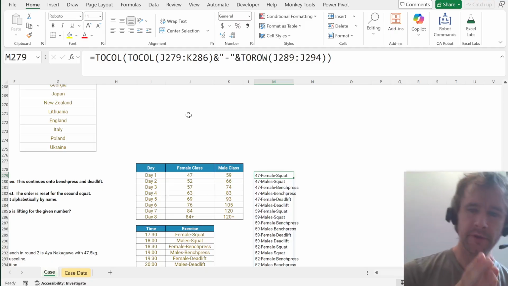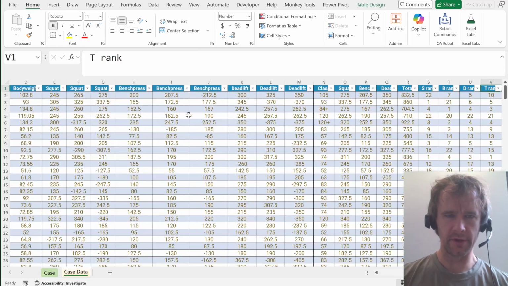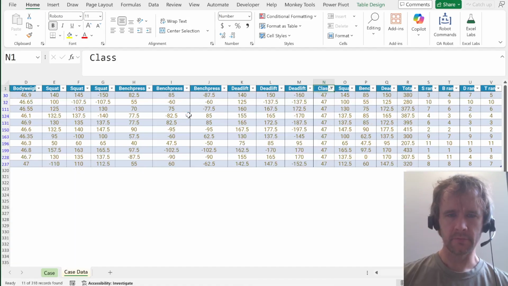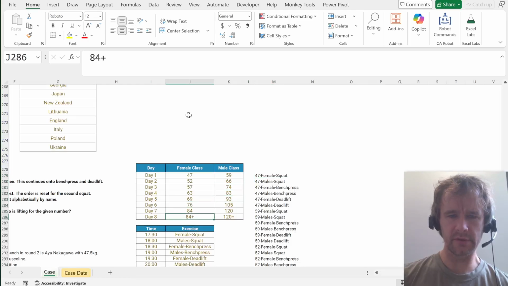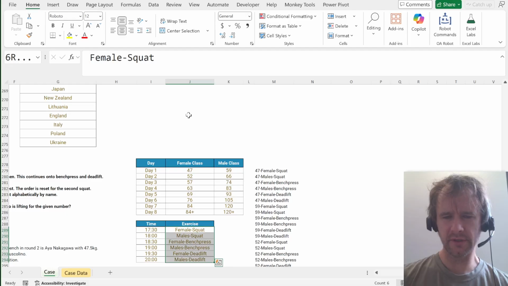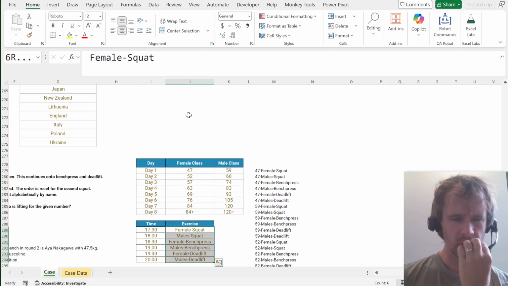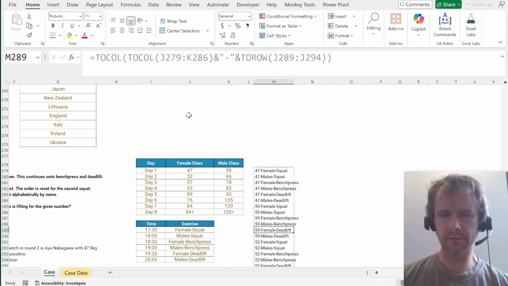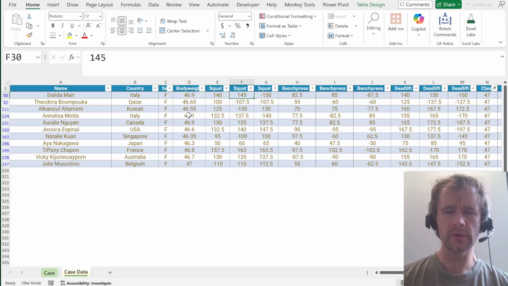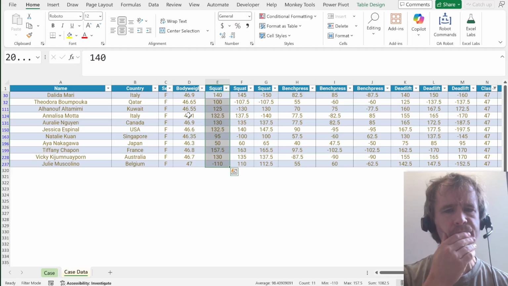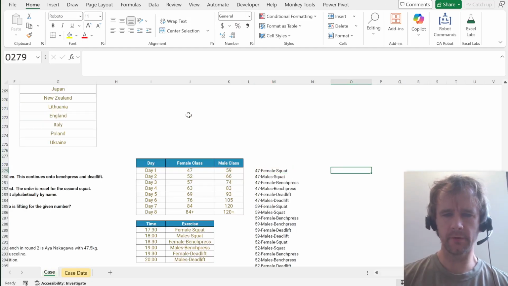Okay, so then I just need to figure out 47 female squat. So let's look at class 47. Oh, that is all female by default. Oh, right, yes. So then I don't actually need that, do I? Yeah, no, I don't. Okay, fine. So 47 female squat. Then, okay, so I need these in order through these. Okay, so let's just start with this.